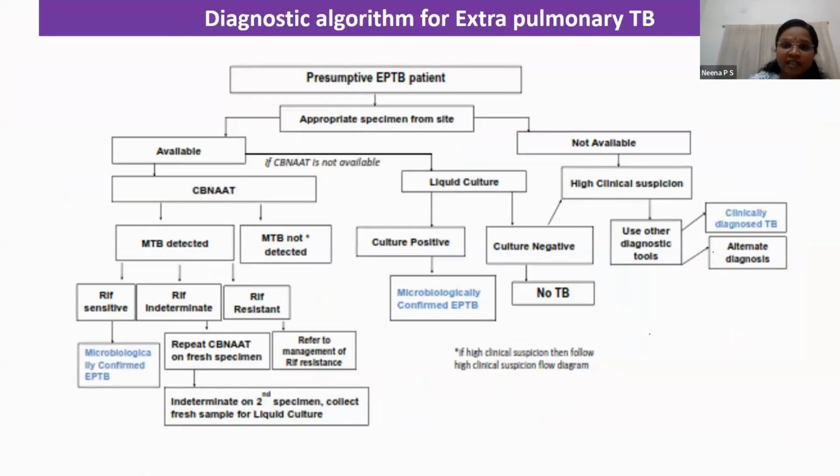And the diagnostic algorithm for extrapulmonary TB, actually, as I've discussed previously, whenever you send a pathology specimen in formalin, if you suspect tuberculosis, you have to retrieve one sample and send it for a NAT test. And based on the NAT test, you can decide. And even if the NAT result comes as negative, I have shown in the previous slide the sensitivity and specificity of the various extrapulmonary specimens. Depending on the clinical, radiological, and histopathological evidence, you can still make a clinical diagnosis of TB.